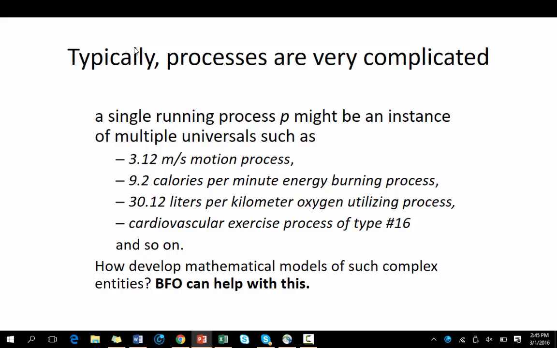Now, the problem for this approach is that, as we've already seen often enough, processes are very complicated. So, a single running process, we know a lot about it. It's a 3.12 meters per second motion process. It's a 9.2 calories per minute energy burning process. It's a 30.12 liters per kilometer oxygen utilizing process. It's a cardiovascular exercise process of type 16, and so on. And we're going to have, for every process, like a running, multiple different type hierarchies which that process is an instance of. And that generally is bad practice if you're doing ontology.